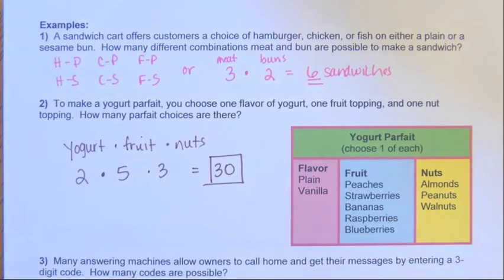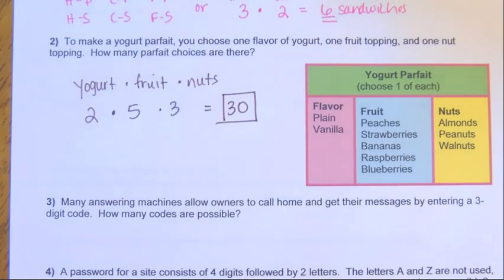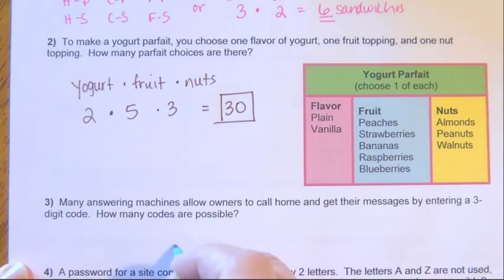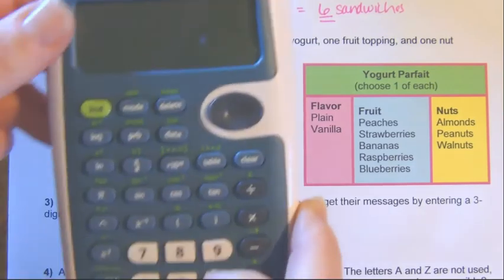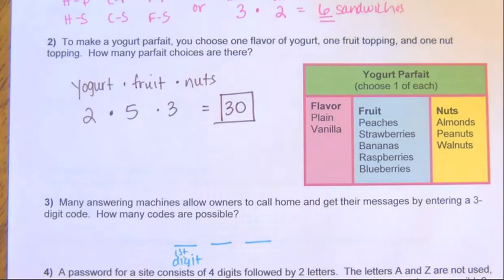All right, let's take a look at some more here. So we've got answering machines. We need a 3-digit code for this machine. So 3 digits, I'm just going to make 3 spaces here because that would be my first events. These are all digits. So this is the first digit. And keep in mind there's 10 total digits. So we've got 1 through 9 and then also 0. So there's 10 possible digits for the first one.